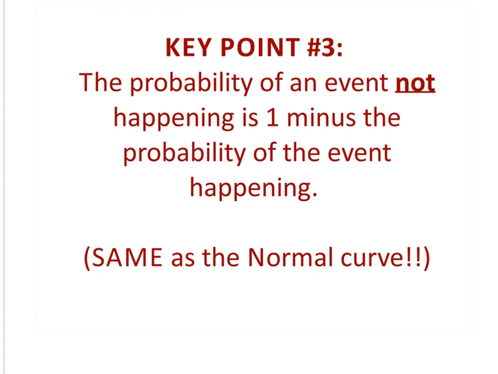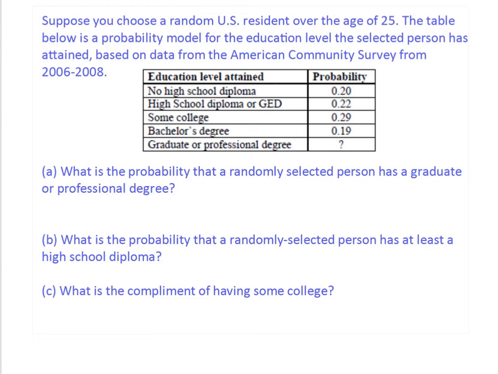So key point number 3, the probability of an event not happening is 1 minus the probability of the event happening. So this goes back to the normal curve. We think about everything has to add up to 1. Everything has to add up to 1 in probabilities. And we made that connection that the probability is the same thing as the area under the curve. So we're going to go through this example together just so we have one more awesome example in our notes.